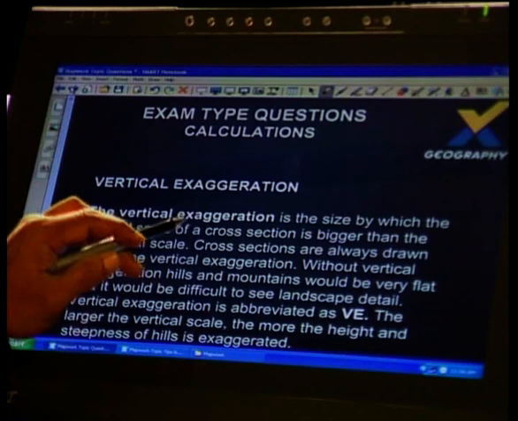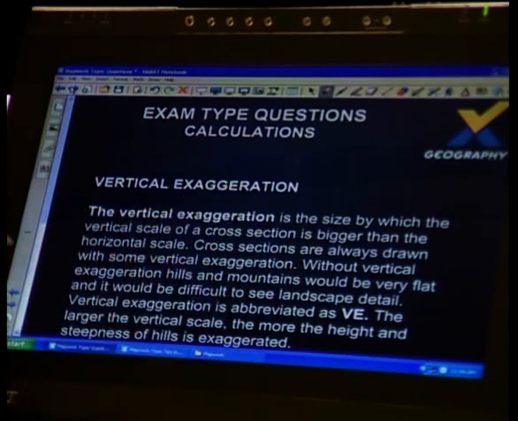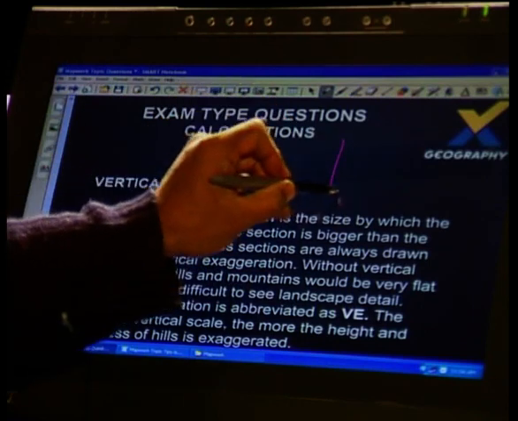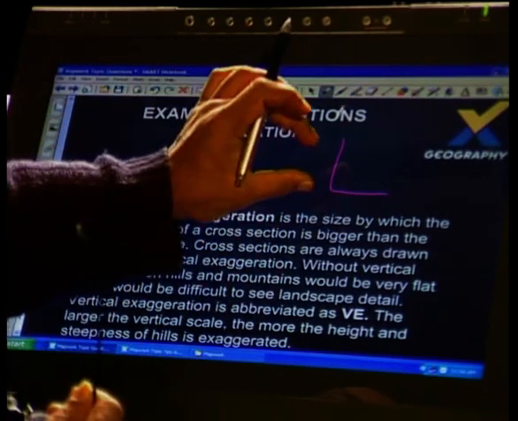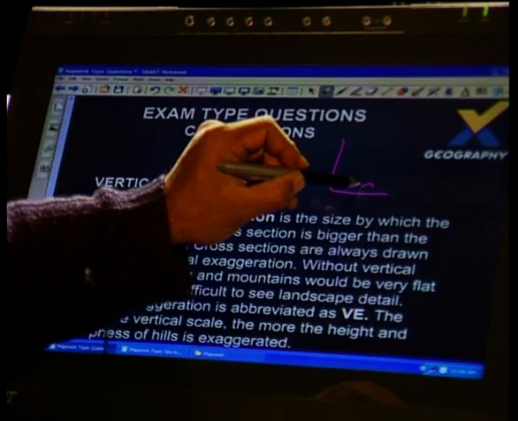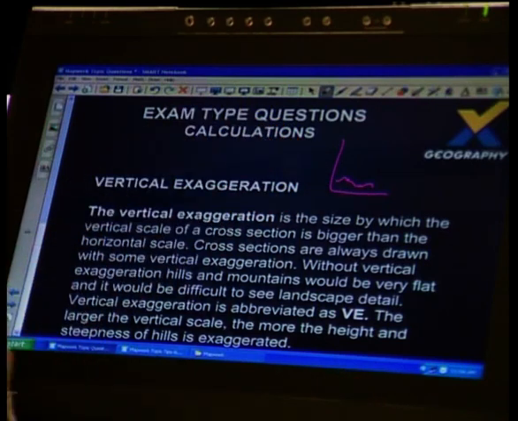One more calculation, vertical exaggeration. This is related to your cross-section. Let me just look at a little explanation first. Vertical exaggeration is the size by which the vertical scale of a cross-section is bigger than the horizontal scale. So remember, if we draw a cross-section and I didn't exaggerate it vertically and I do the exact thing, I could get a cross-section something like that.